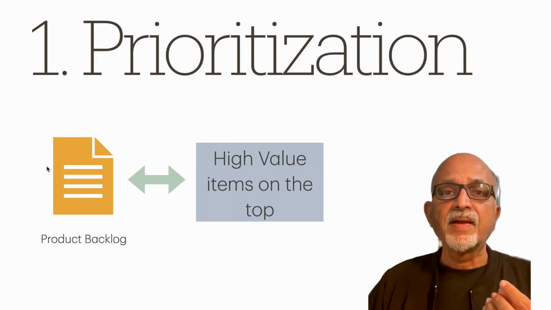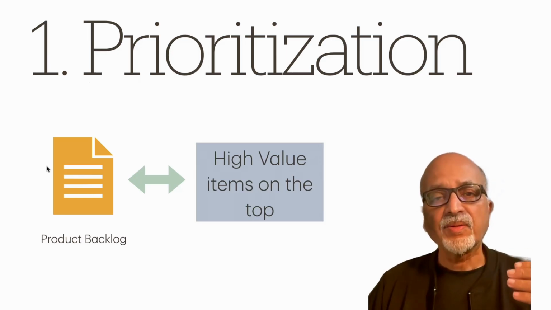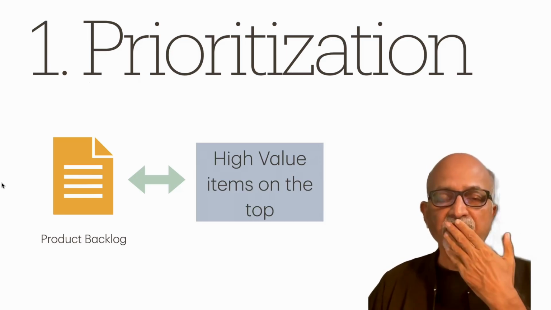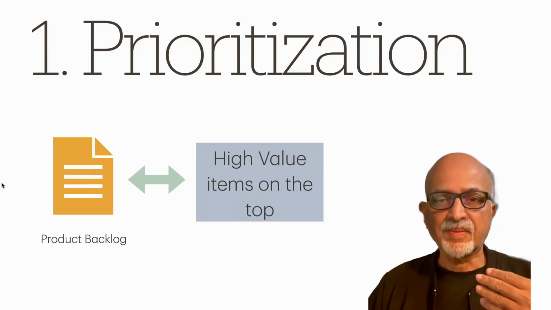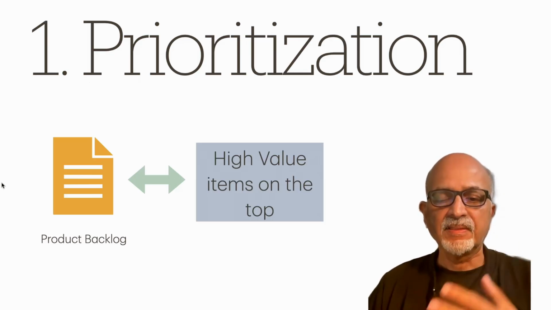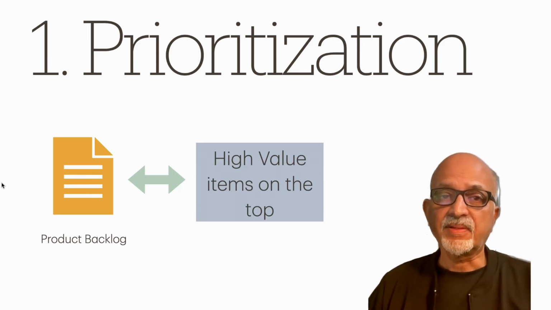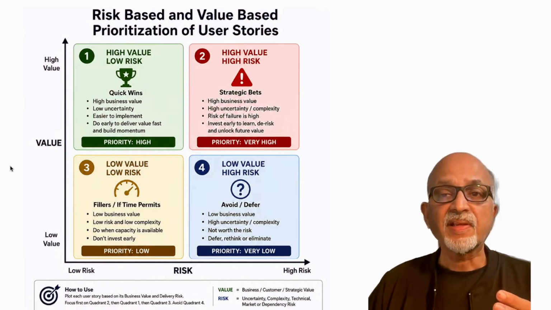Prioritization. During prioritization we have to put the high value, high priority items on top of the product backlog, so that they will be picked up for development in the subsequent sprints. They get top priority. Now here we have a good framework to determine these priorities.